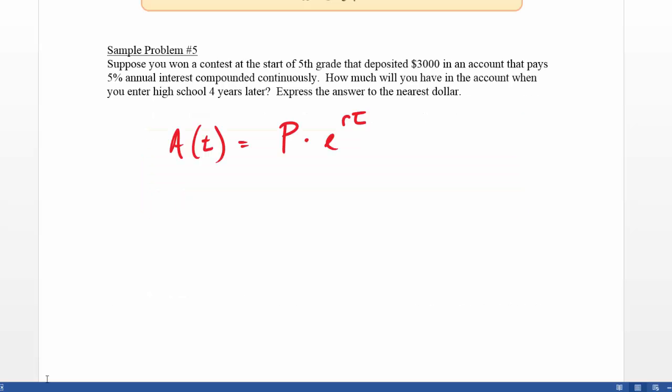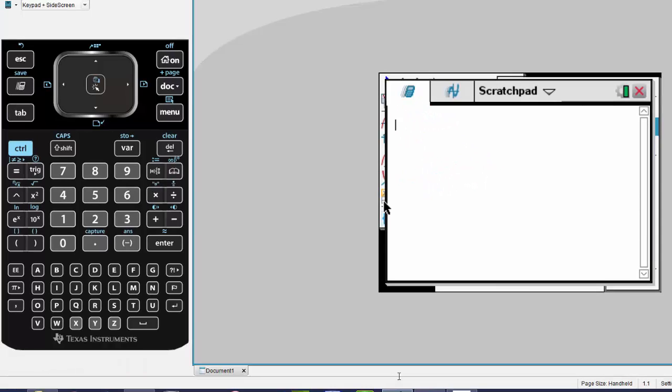Okay, so if we look at the problem here, we see that we have a beginning balance of $3,000, and so I'm just going to plug this into the formula. Our principal balance is $3,000. We have a base e. We're raising it to the r, the rate of 0.05, times the number of years, and it's asking us to do 4 years later. So that is the calculation that I need to put into my calculator.